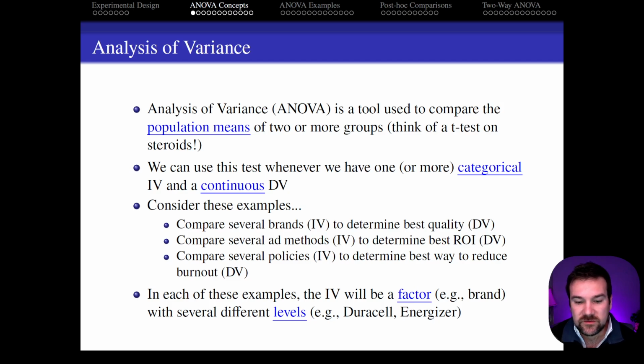Note that in each of these examples, using some of our terminology that we discussed previously, the independent variable is going to be a categorical independent variable, or factor, with several different factor levels. So for example, we might have a brand of battery, and maybe I have Duracell and Energizer that I'm comparing.